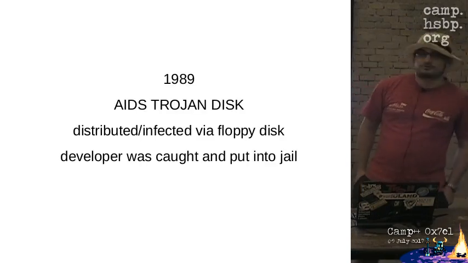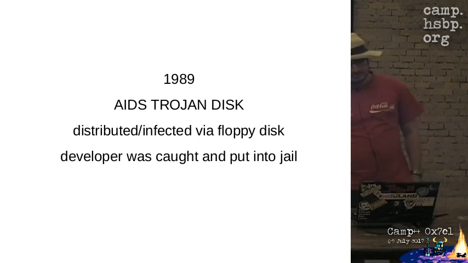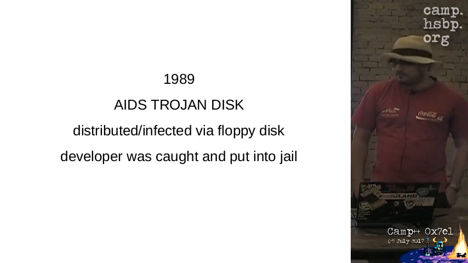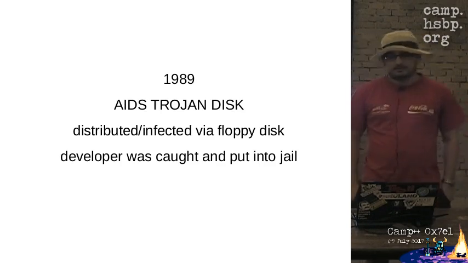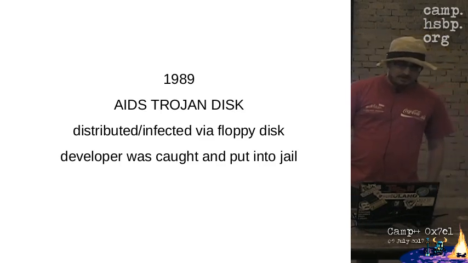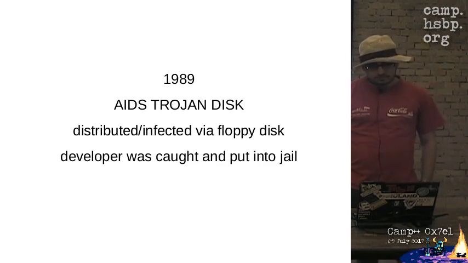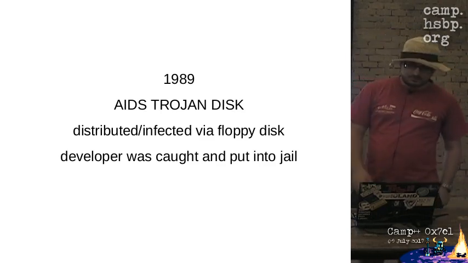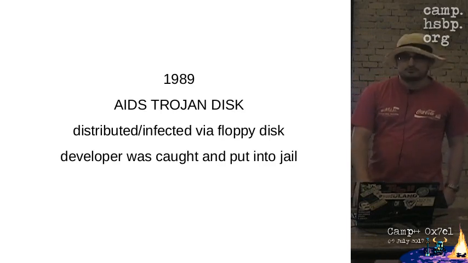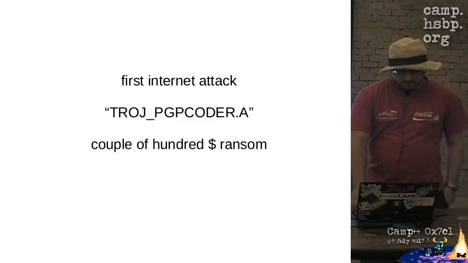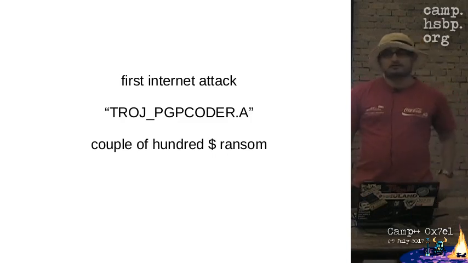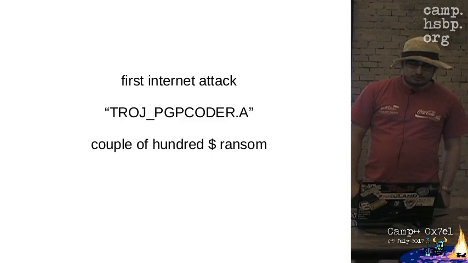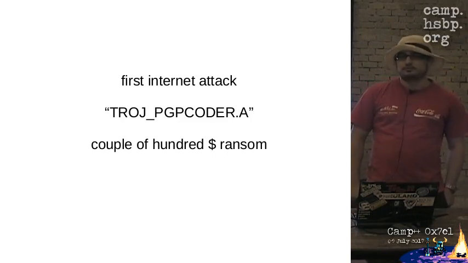In 1989 there was the AIDS trojan disk. It was given to people via infected floppy disks at an AIDS conference. And the developer of the ransomware was caught and put into jail. So that was the first offline distribution of ransomware. The first internet attack with ransomware was the Troj/PGPCoder, and they wanted a couple of hundred dollars of ransom from the people.